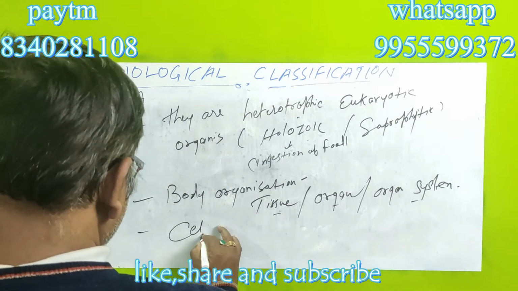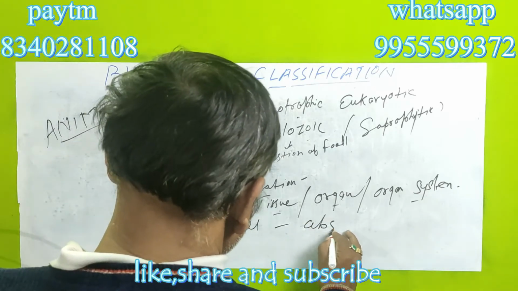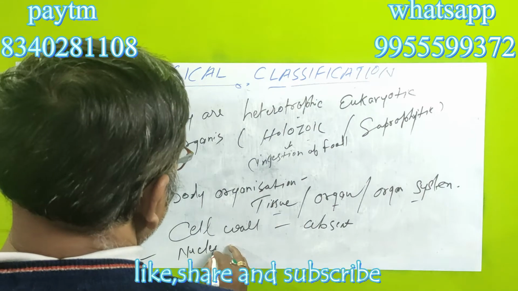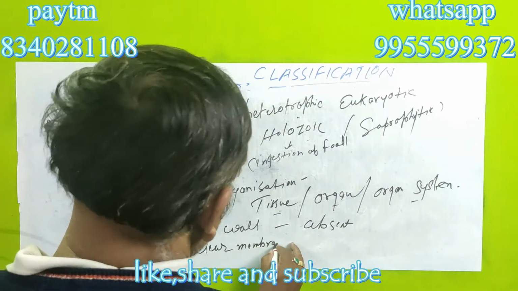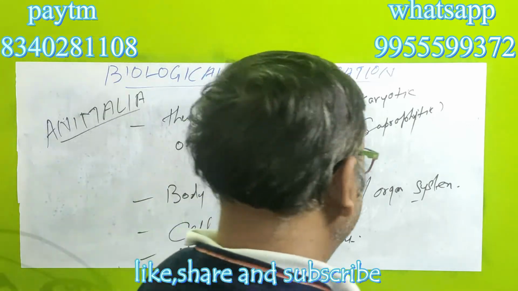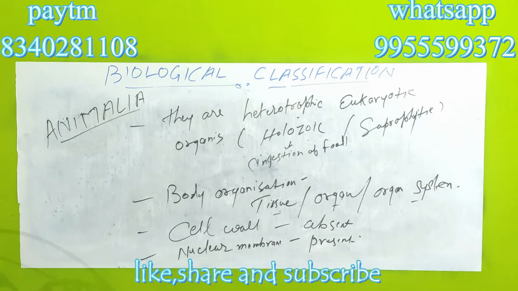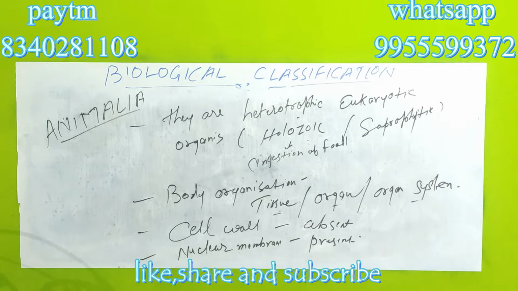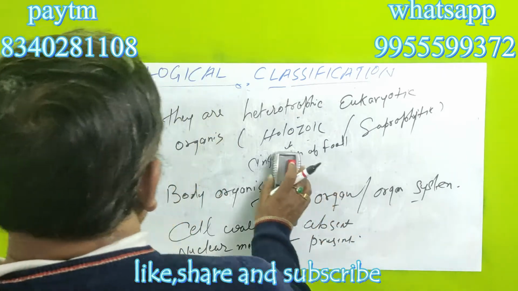Cell wall is absent and nuclear membrane is present. So the characters of Animalia: they are heterotrophic eukaryotic organisms with holozoic and saprophytic type of nutrition. Body organization is tissue, organ and organ system. Cell wall is absent and nuclear membrane is present. And digestion of food is in an internal cavity and they store food reserves as glycogen or fat.